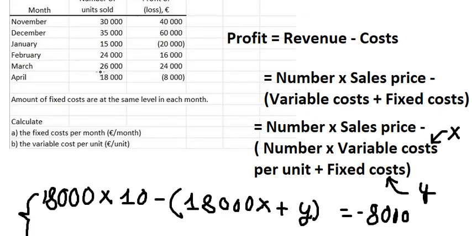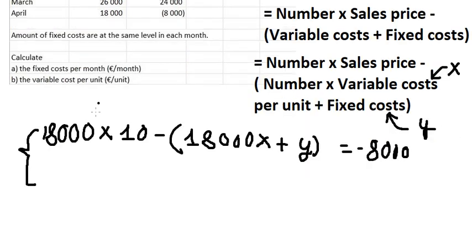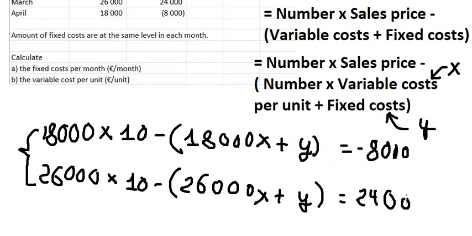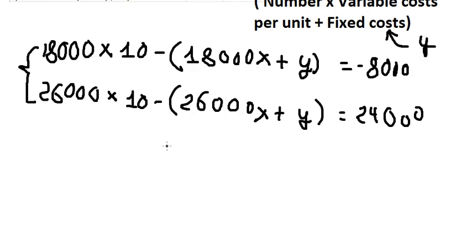The next one, I will select March. So we have 26,000. We multiply by 10, minus 26,000 multiplied by X, and we put Y. And this one equals 24,000. So we have the negative sign in here. So we put negative go here and here.